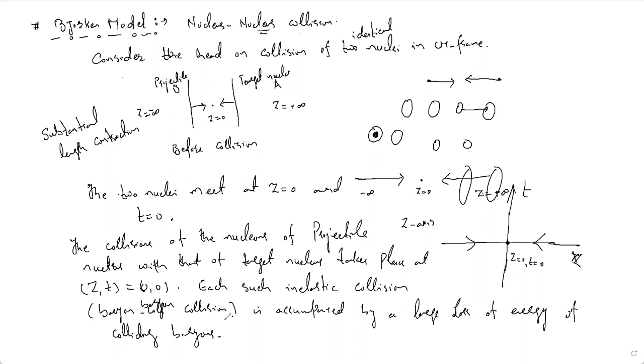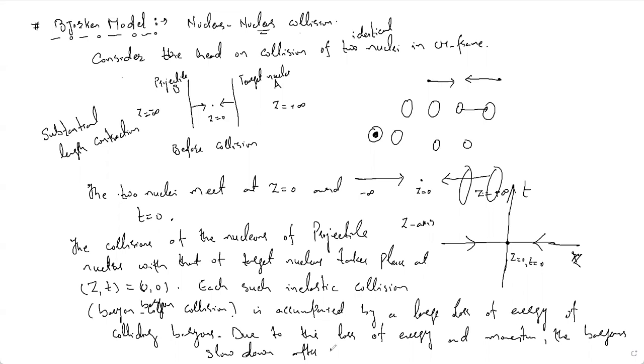Now, due to this loss of energy and momentum, obviously when something loses energy, what will happen? The baryons of the nucleons slow down after the collision. Earlier they were coming with very high energy and very high speed, but they collide with each other and lose some energy. Once they lose energy and momentum, they will slow down. They will not move as fast as they were moving earlier. I hope this is okay up to this point. Is it okay? It's very simple.